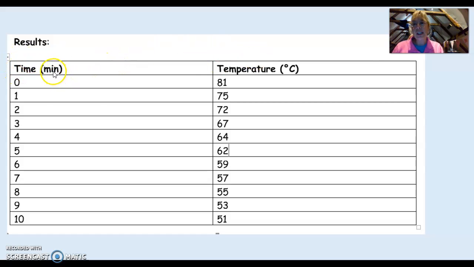And I always put my units so that I know that that means minutes rather than hours or seconds. And degrees Celsius is shown like that. So now that those units are written at the top, I don't need to copy them further down.